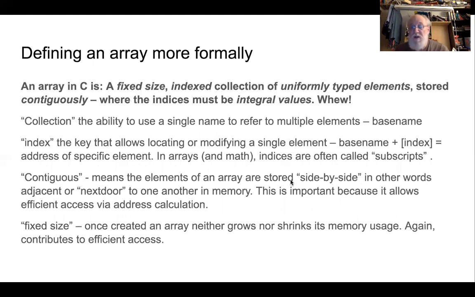So now we can define an array more formally. We're dipping our toes into computer science here, but this is probably as far as we're going to get in this class. But you should understand what this means. An array in C is a fixed-sized indexed collection of uniformly typed elements stored contiguously, where the indices must be integral values. Whew. I mean, that's a tough definition, right?